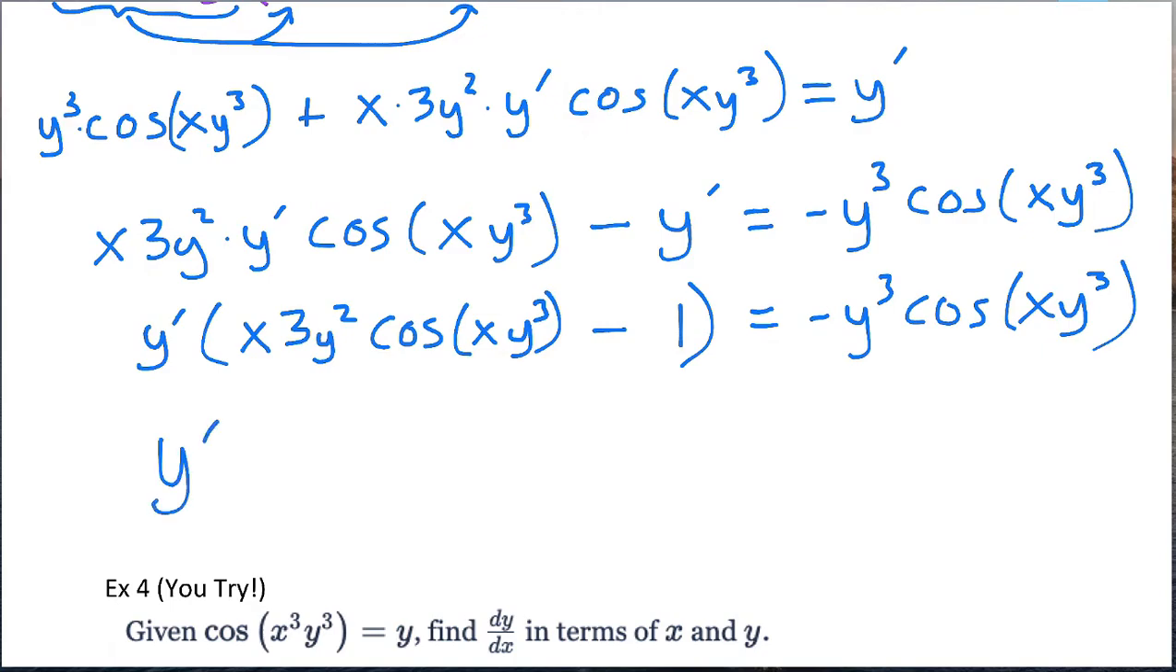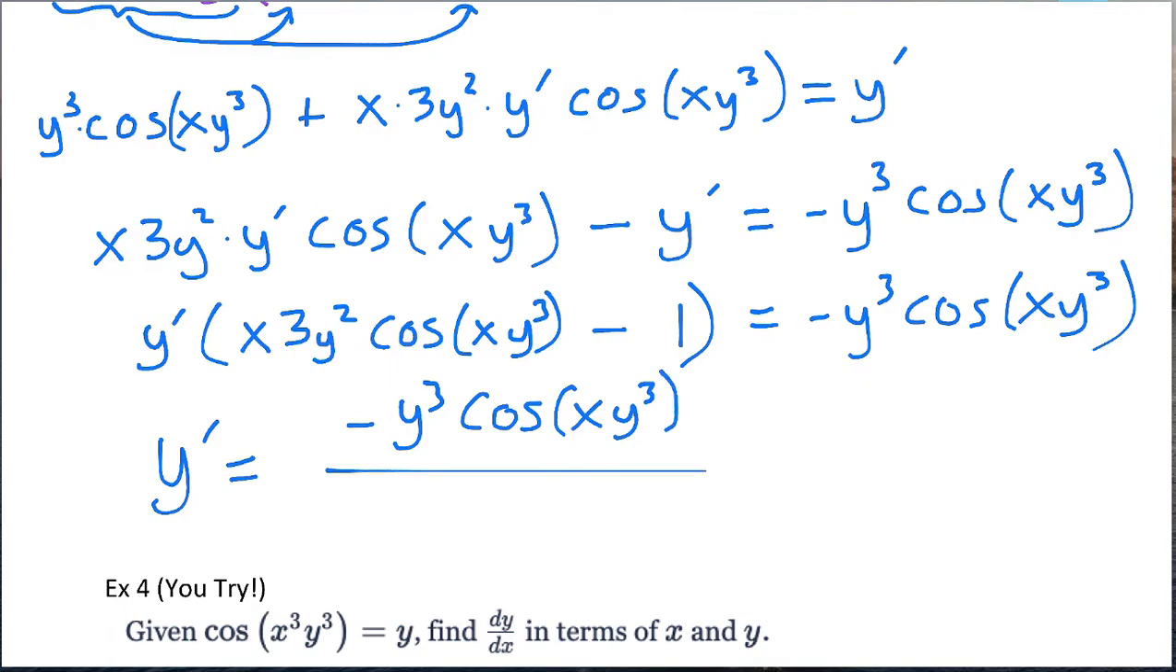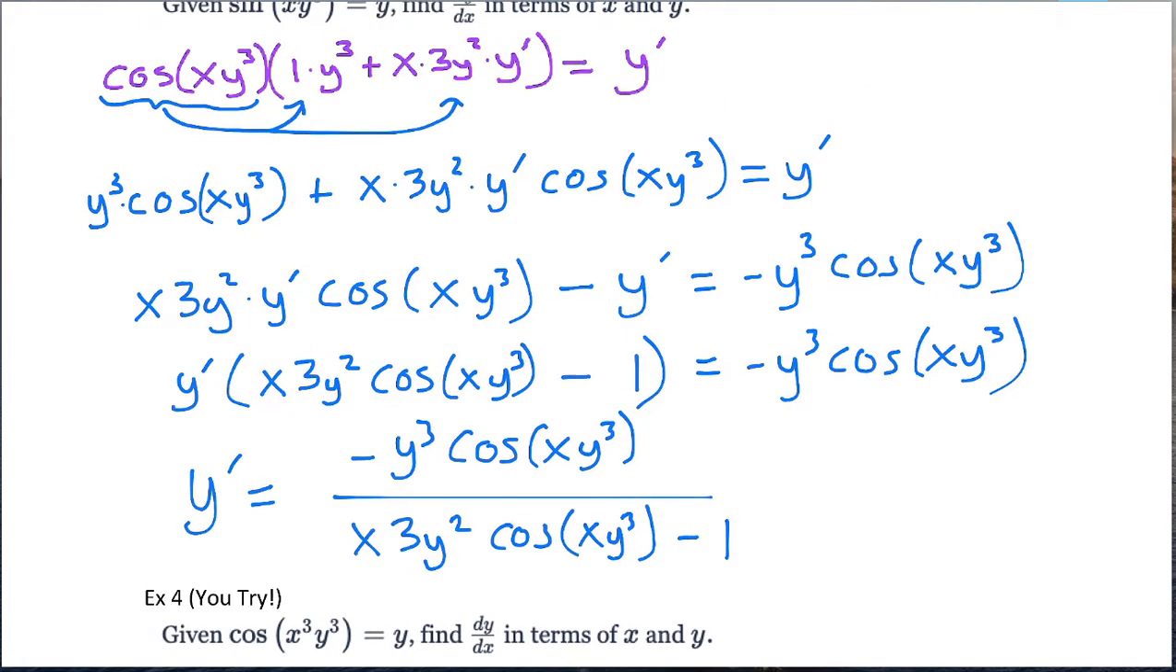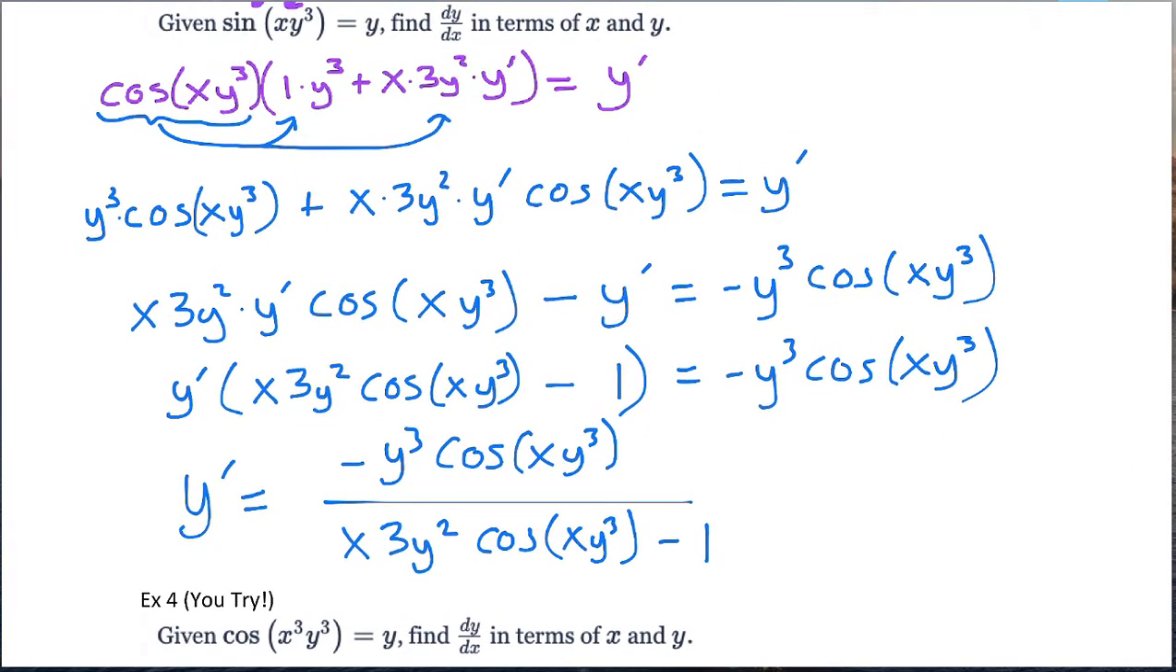And y prime, which is dy dx, is equal to negative y cubed cosine of x y cubed. Let me make that better. All divided by x times 3y squared cosine x y cubed minus 1. And that's it. It started out as a messy equation. It's got to finish as a messy equation. So don't worry about it. It's messy. Who cares? It's done.